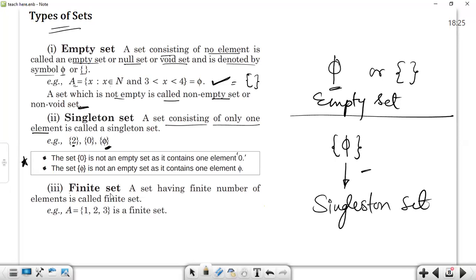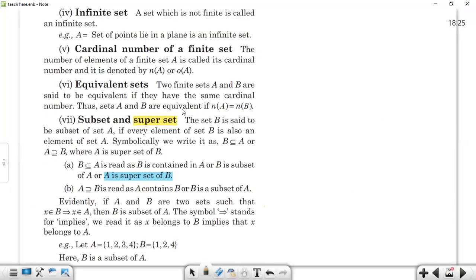So let's discuss the finite set. A set having a finite number of elements is called a finite set. And an infinite set, a set having an infinite number of elements, is known as an infinite set, like the set of points lying in a plane. Also, the set of natural numbers is an infinite set.